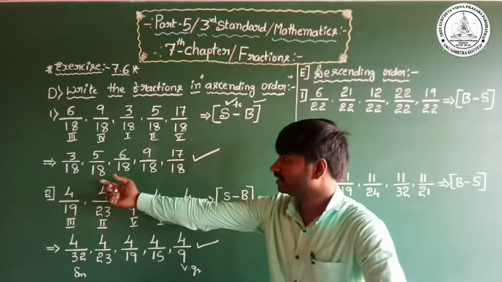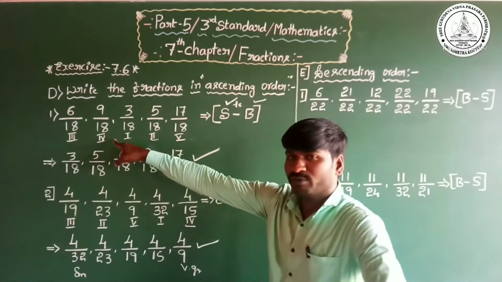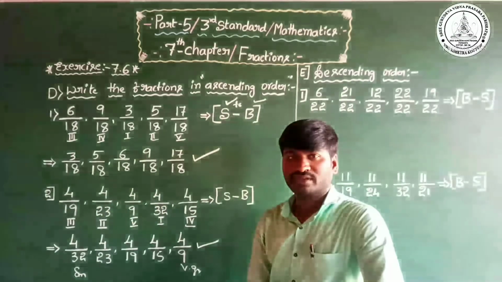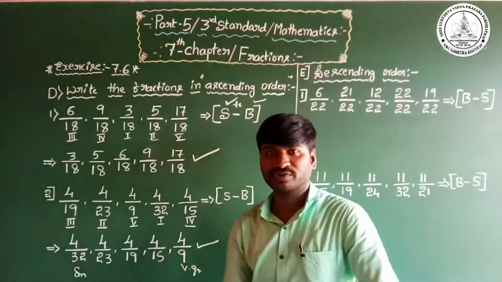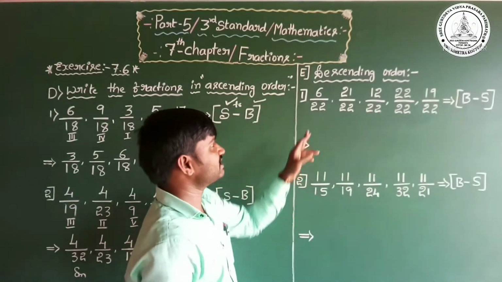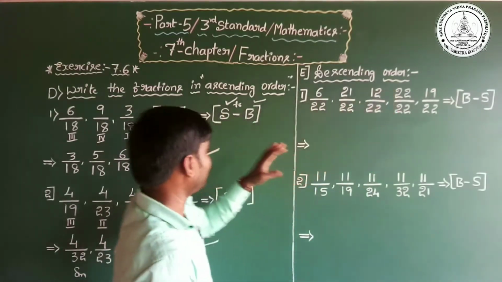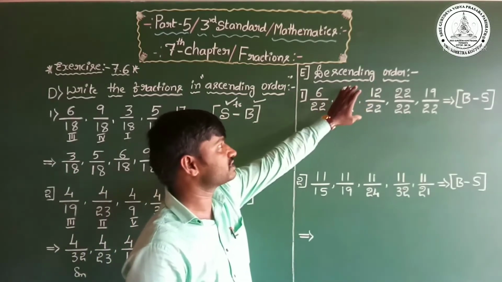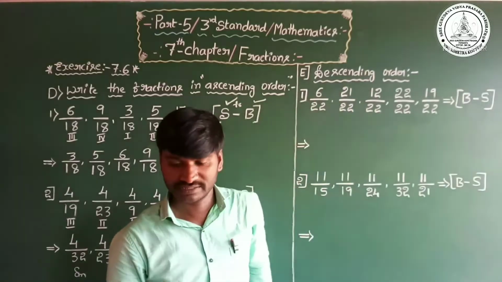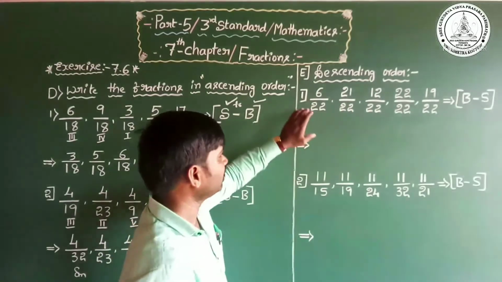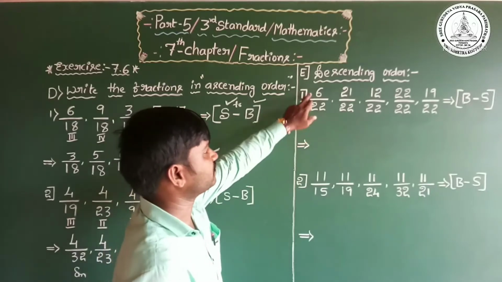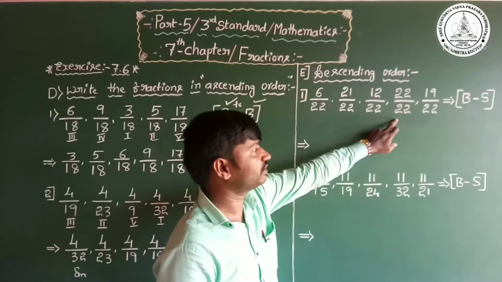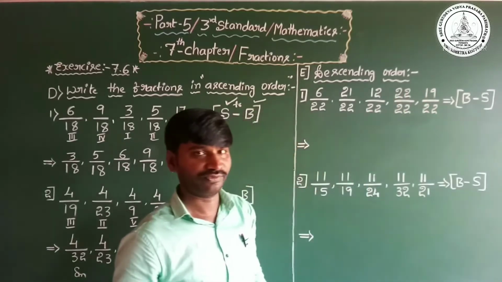In the given fractions, here the denominators are the same, and here the numerators are the same. Don't get confused. Okay, dear student, are you clear? Yes, move to the next. In descending order, we already arranged ascending order. Now descending order. Arrange the following fractions in descending order. In the first example: 6 by 22, 21 by 22, 12 by 22, 22 by 22, 19 by 22.